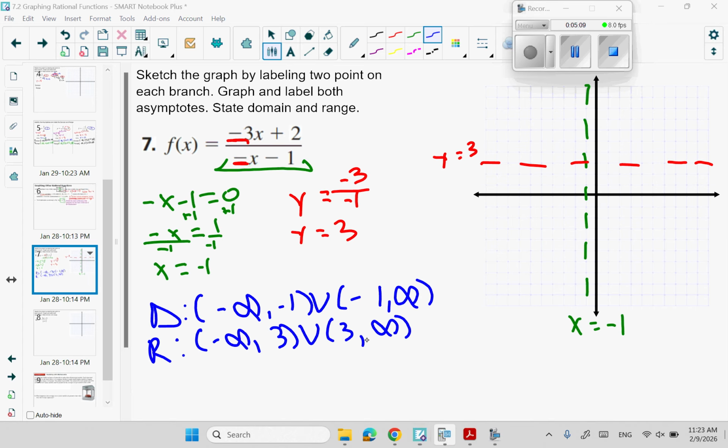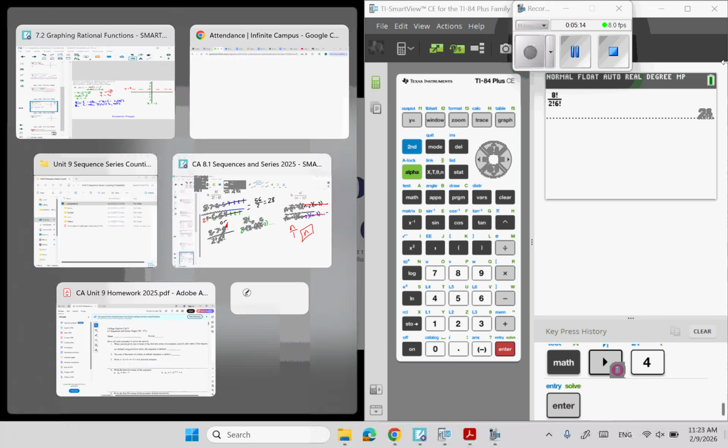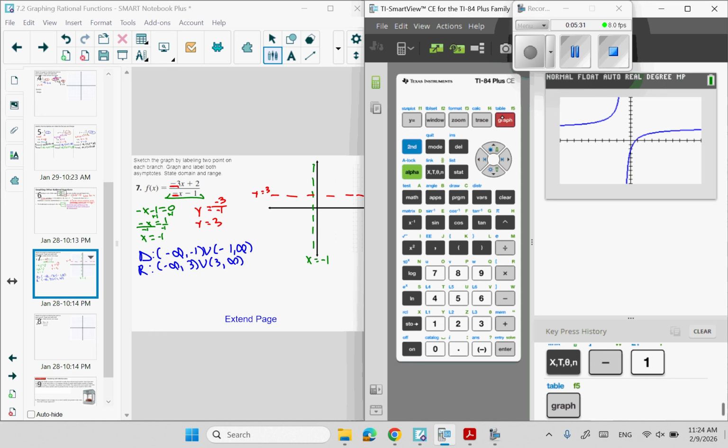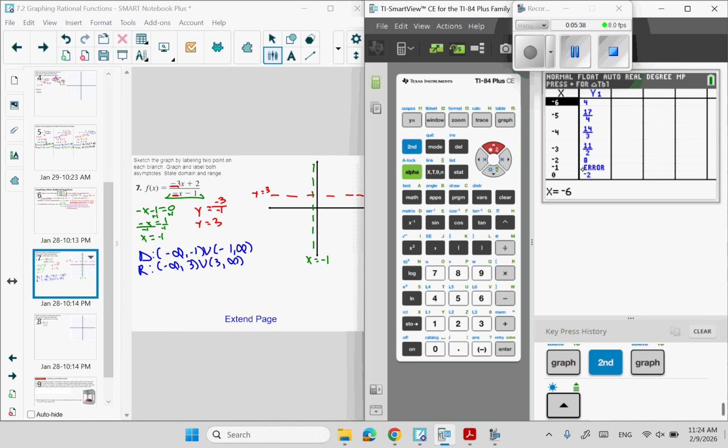Now, of course, let's graph this so we can actually get some coordinates. So y equals, clear that stuff out. Alpha x to get a fraction, negative 3x plus 2 over negative x minus 1. Graph it, and get some coordinates by going to the second graph, the table. I want 2 above and below the asymptote, so let's start with negative 6, 4, and negative 2, 8.